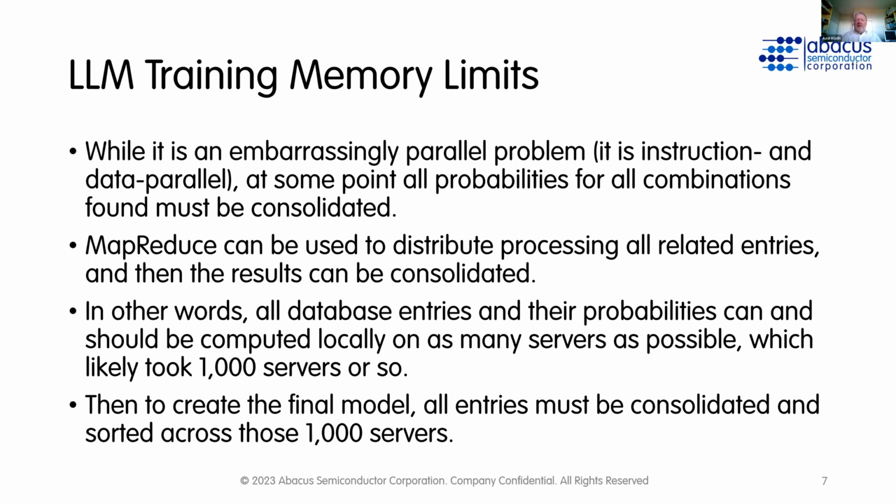But at some point in time, of course, all of the probabilities for all of the combinations that you found have to be combined and consolidated into one large database so that this can now be used as a reference. And so that can theoretically be done by MapReduce, like Hadoop and applications like that. So they can be used to distribute the processing of all of those elements and then get the results back to be consolidated on one single set of servers so that you can make use of the model.